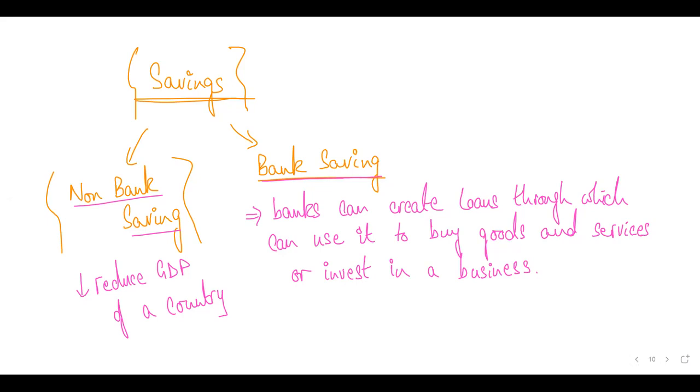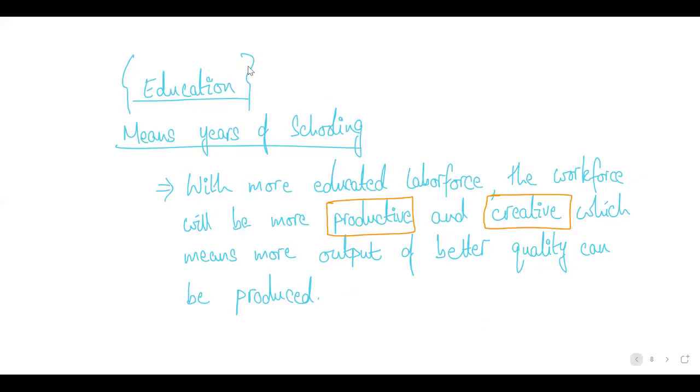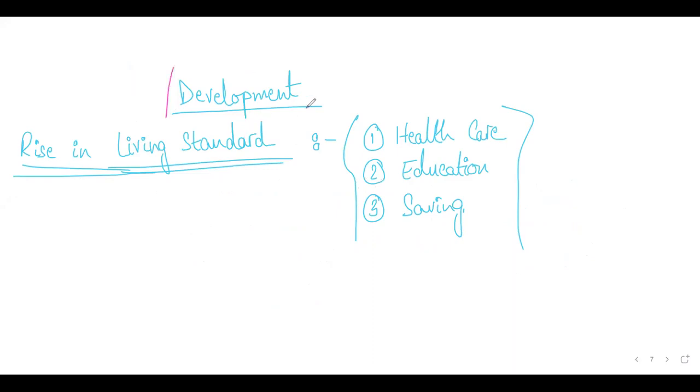So let's look at the question one more time, and then we'll try to wrap this up. The question was saying health, education, and savings are the most important factors in determining long-term development in developing countries. Comment on this statement. So we started off with this question by defining what development is. We said development is the quality of life or the standard of living in a country, right? Then we said that development of a country is dependent on a lot of factors. That's obviously dependent on education, healthcare, and other things, but there are some other things as well, like how much the pollution level is in a country, or, let's say, job opportunities, and things like that. So they are also part of the development of a country.